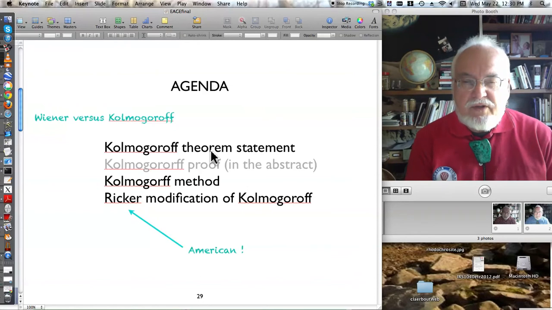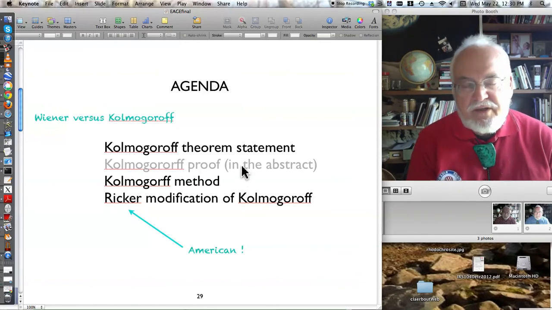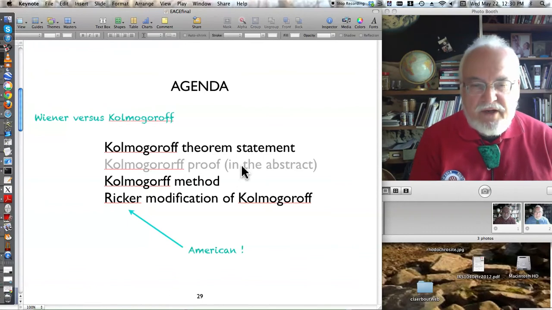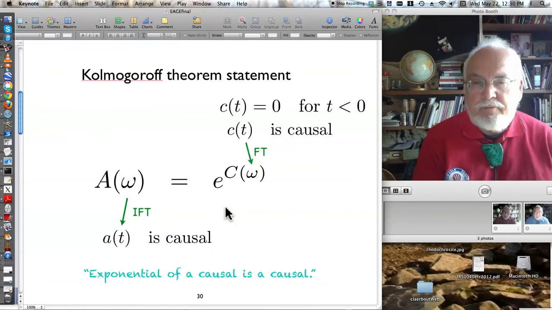Okay, so first we're going to look at the statement of the theorem. I'm not going to prove the theorem in my talk, because the proof is in the abstract, and it's really not that hard. And then we're going to look at the Kolmogorov method, and finally, I'll have a single line that tells you how to modify the Kolmogorov method.